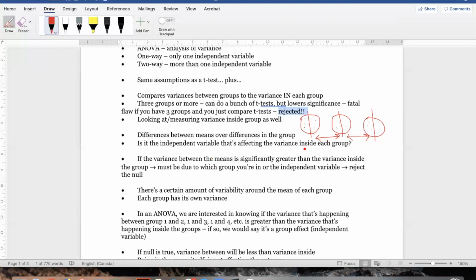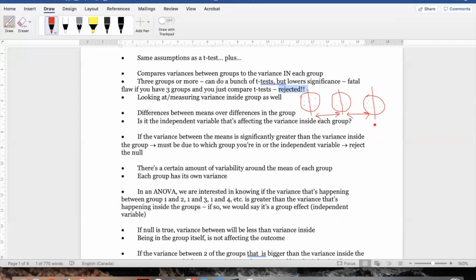So if the variance between the means is greater than the variance inside the groups, then you are going to assume that it is the independent variable, or the groups themselves, that is causing that variance. Don't worry if you don't fully understand that. We'll go over it again, and I don't know that you necessarily need to really understand. Well, it's good too, but anyway.